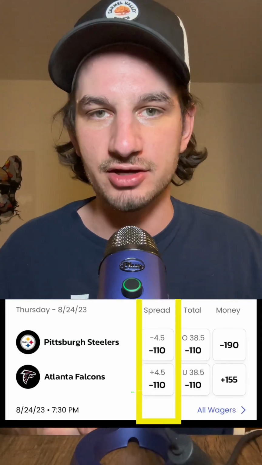This is also referred to as the VIG, V-I-G, or the hold. So minus 110 is considered even money, even though you need to risk $110 to win 100, which is 9% less, meaning you're giving up 4.5% overall, assuming you win half of your 50-50 bets. This is Vegas's cut. This is why the house always wins, because if you bet 100 and the other person bets 100, you win $91, Vegas wins $9. That's why they don't care who wins.